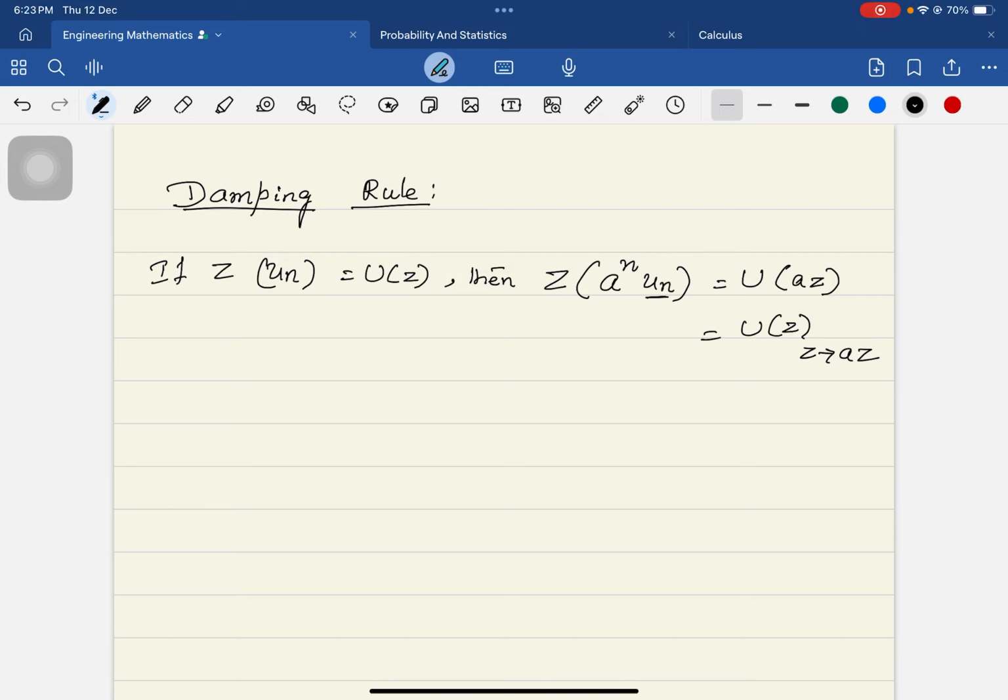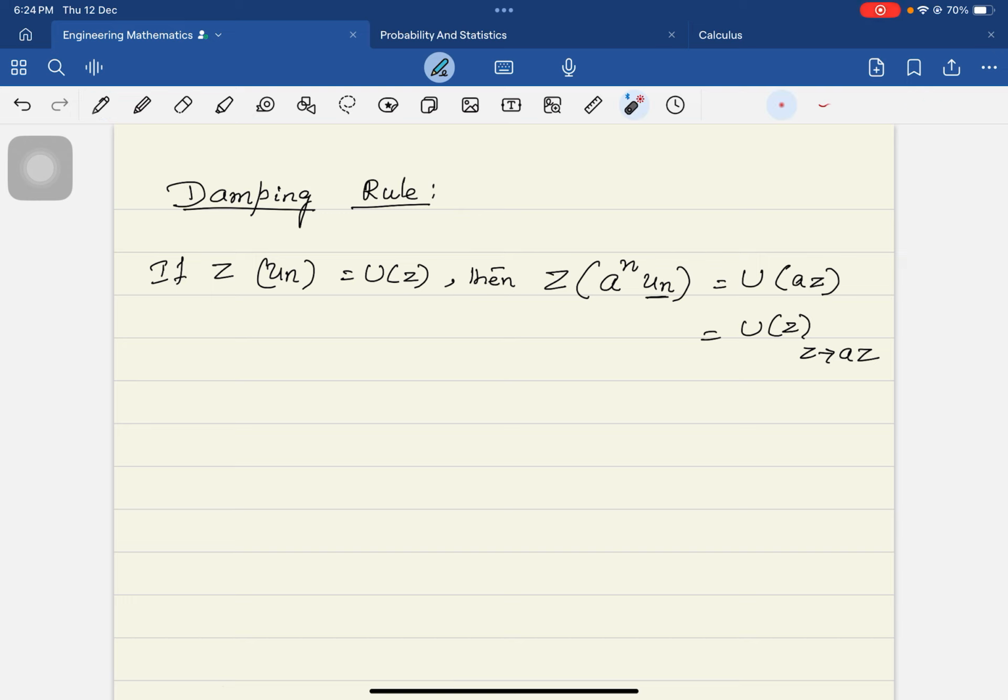In today's lecture, I am going to explain the damping rule in Z transforms. In the previous lecture, I explained what the Z transformation is, and I made you work through several problems to understand how to apply the Z transformations. Now, this particular rule is called the damping rule.